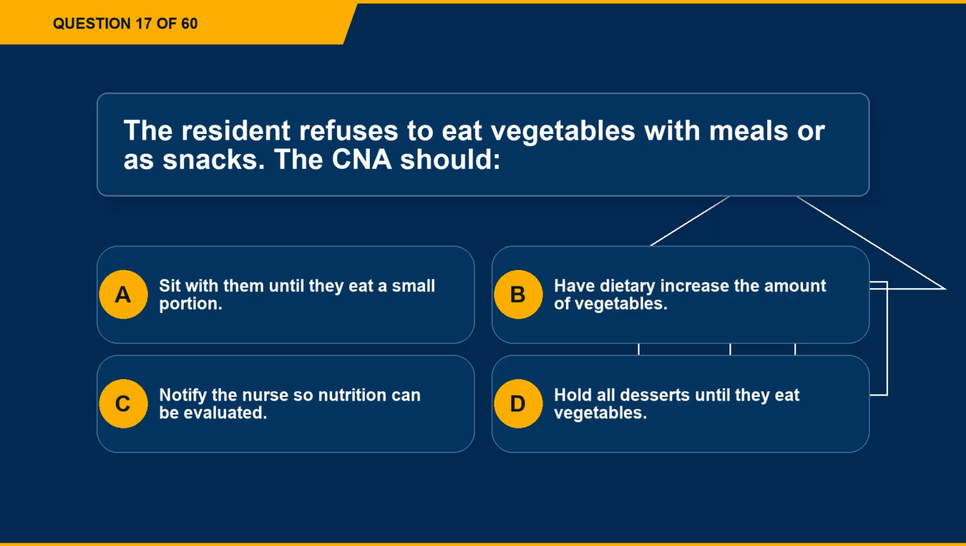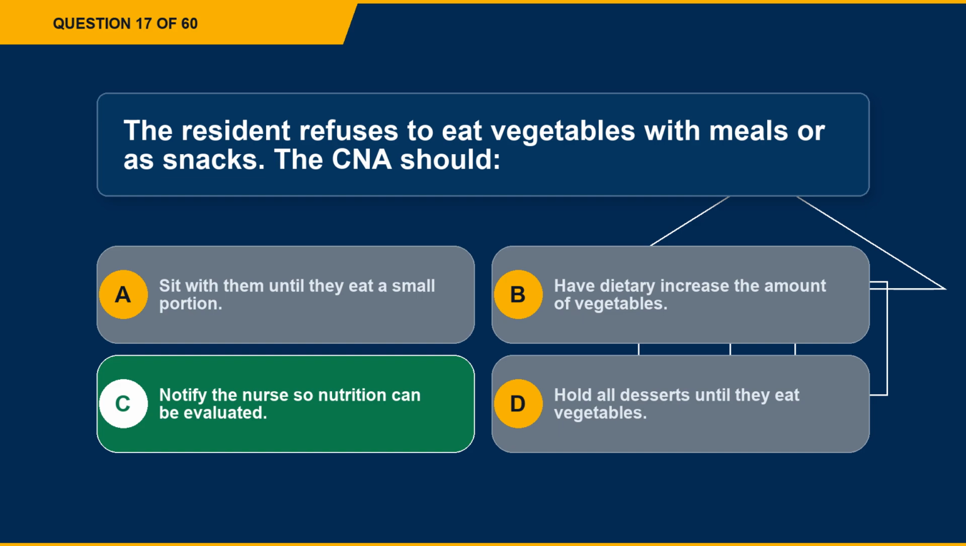Question 17. The resident refuses to eat vegetables with meals or as snacks. The CNA should. Option A. Sit with them until they eat a small portion. Option B. Have dietary increase the amount of vegetables. Option C. Notify the nurse so nutrition can be evaluated. Option D. Hold all desserts until they eat vegetables.